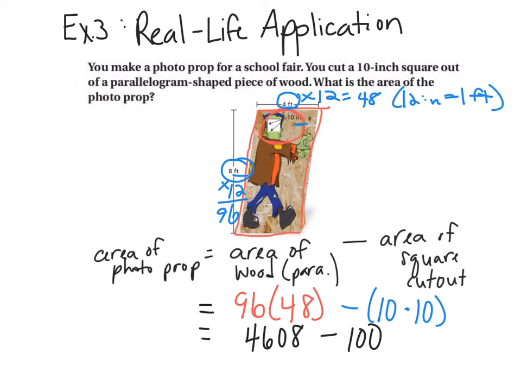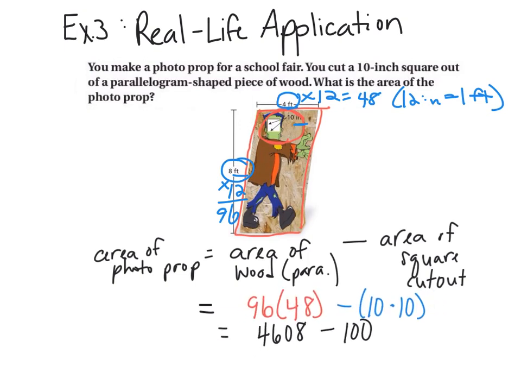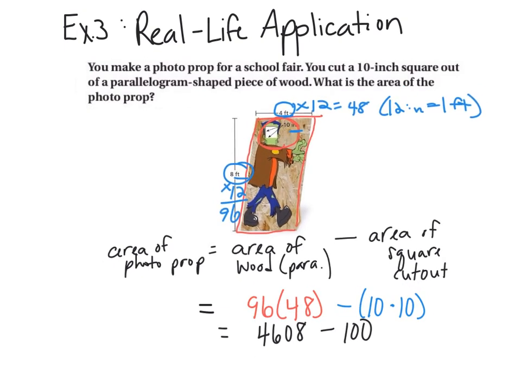So the overall answer of the problem, I got to shrink that a little bit to give us some room. Okay. But the overall answer here then would be 4,508, and it is in inches now because we converted everything here to inches and to inches up here. So we've got 4,508 inches squared, or square inches.